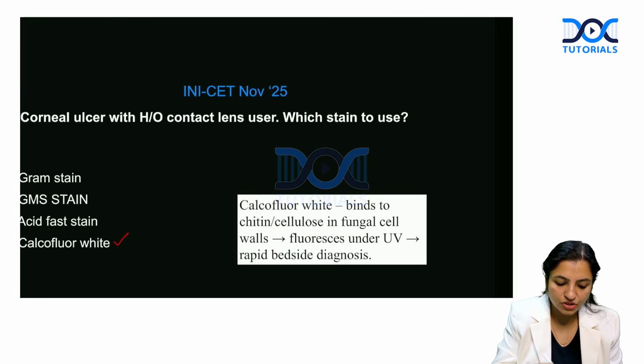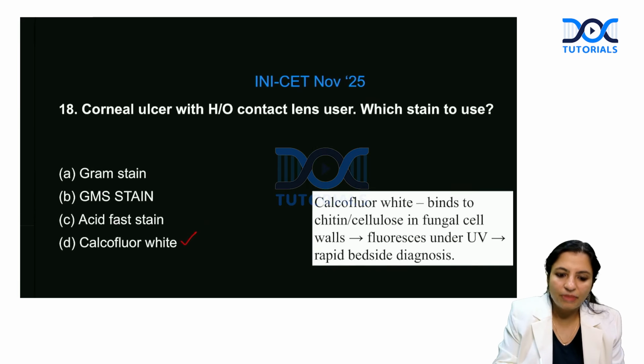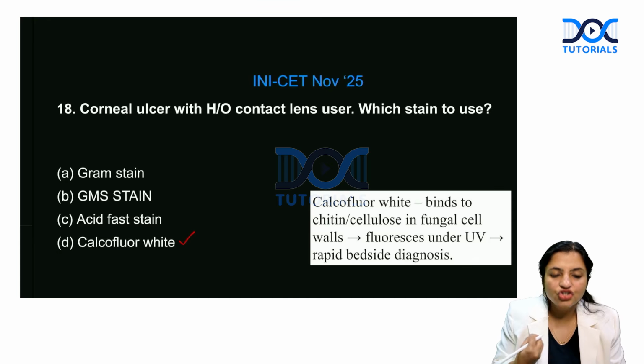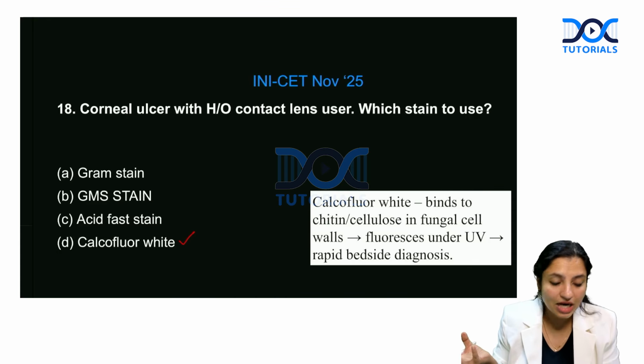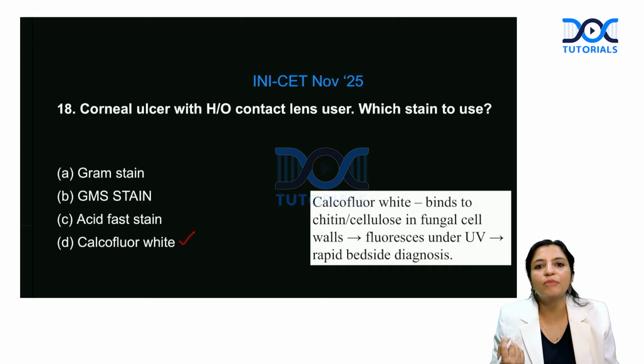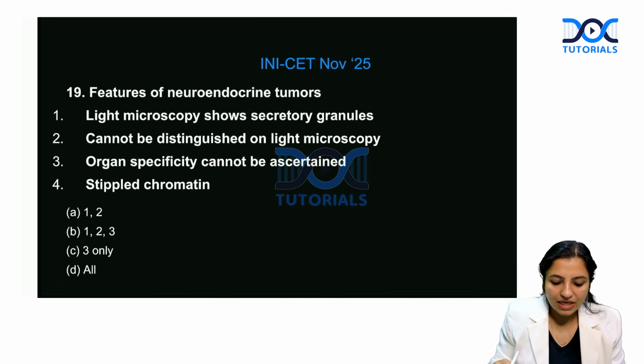What about other options? So gram stain is for bacteria, no utility here. GMS, Gomori methenamine silver stain, takes time, it's not a rapid stain. Acid fast is for mycobacteria, has no utility here. Okay, let's come to the next question.